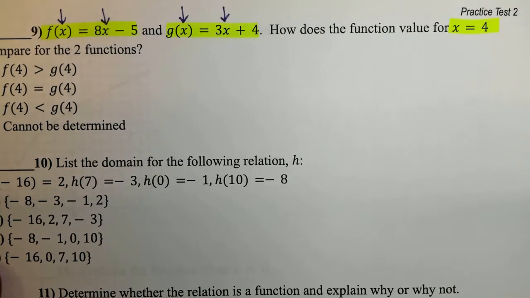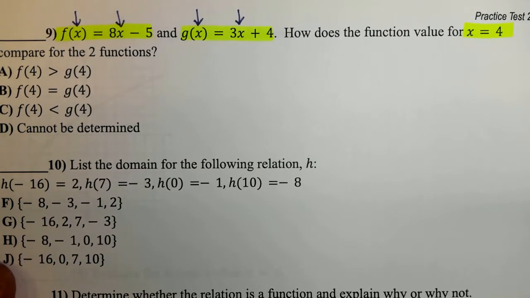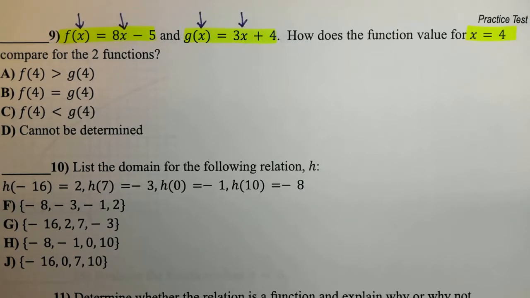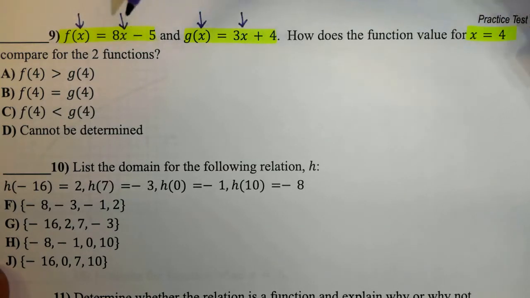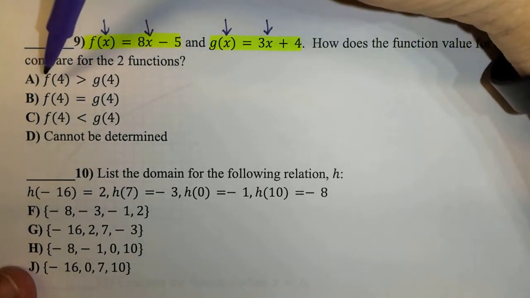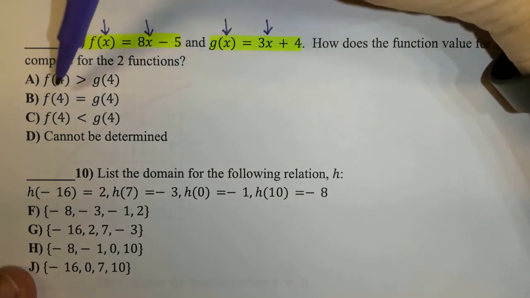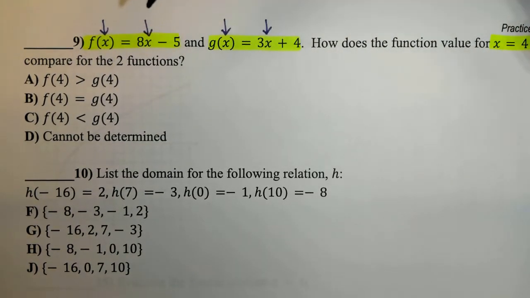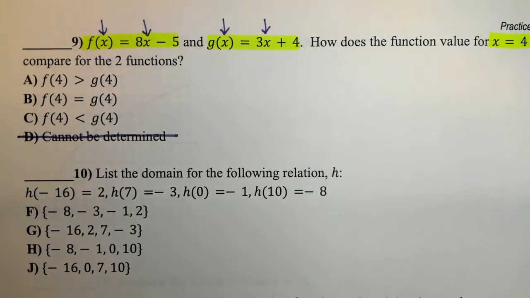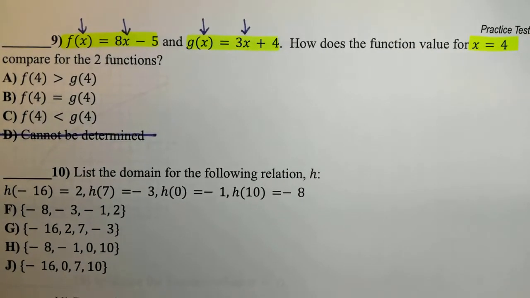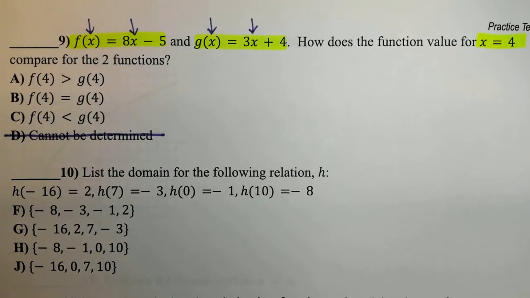Okay? We did this on homework. This was section 3 in the back. Okay, so when I put my 4 in for all the x's, for f, I get some answer. For g, I get some answer, right? So what I'm trying to do is figure out which answer is bigger, or if the answers are equal. Okay, so I can already tell you right now where it says cannot be determined. That's wrong. We can certainly determine this. We've done this before. This is easy. So that one should never be picked.